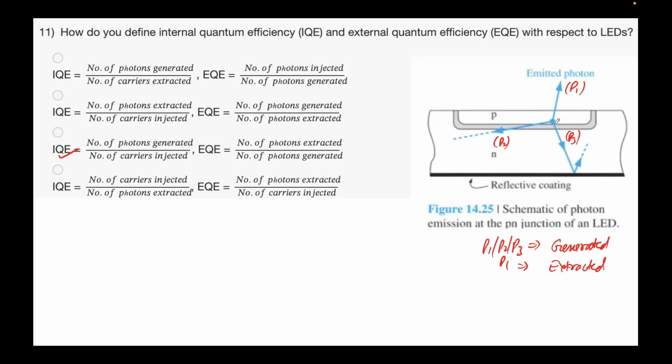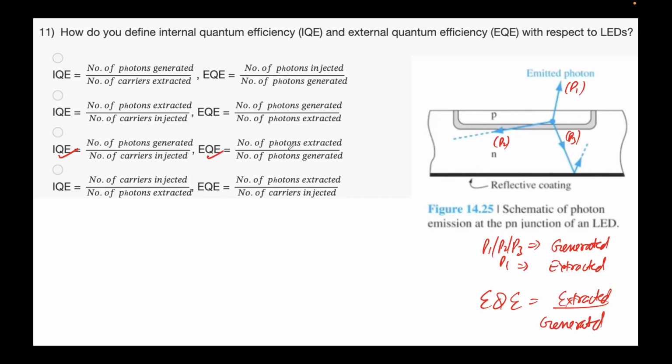However, how many photons are you able to extract out of the generated ones? That's your external quantum efficiency. So this will be extracted: how many are coming out of this device, the only ones that you see from your LED bulbs, divided by generated, right? So this one, hence option C is correct for this problem.